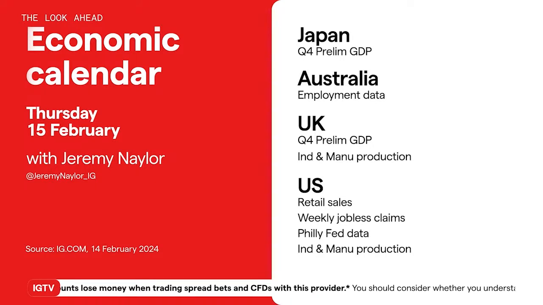But Japan is beginning to make progress, and we know that the Nikkei 225 is not too far away from an all-time record high. We'll continue to monitor that throughout the morning. Australia, employment data, a whole raft of jobs data, unemployment statistics, job creations, a whole lot of numbers coming through. In the UK, we get our preliminary look at the fourth quarter GDP numbers and industrial and manufacturing production. Out of the States, retail sales, weekly jobless claims, Fed industrial and manufacturing production.